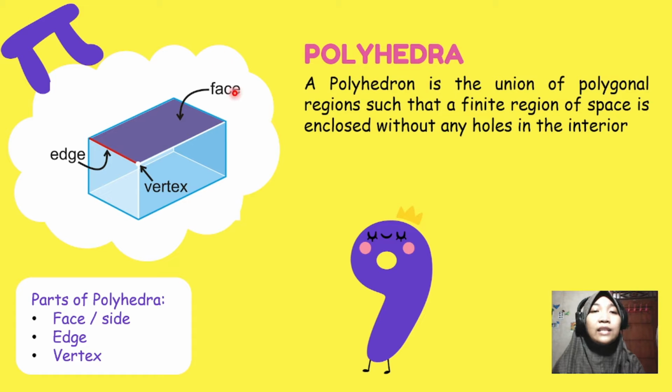The first is face, or we can call it side. Face is a flat surface of a three-dimensional figure. And second is edge. Edge is a line segment where two faces meet. The third is vertex. Vertex is a point where two or more line segments meet.